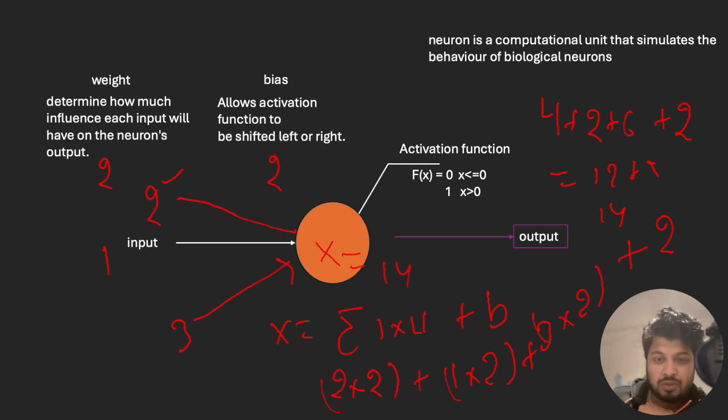Now on this 14 here, we will apply the equation f(x). So f of 14 here will be equal to how much? It will be equal to 1. That means this neuron will be activated. Super easy to understand, isn't it?